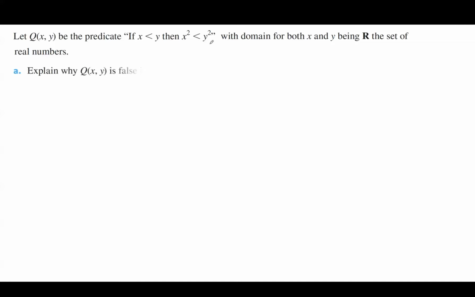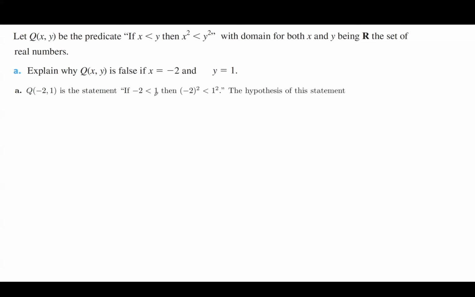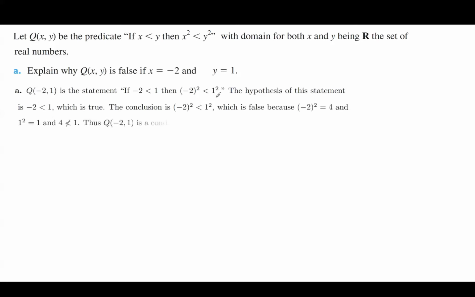Well, we can find a counterexample. Like what? If I plug in -2 and another number like 1, so -2 for x and 1 for y, this makes this statement to be a false statement. This is a counterexample because -2 is less than 1 for sure, but 4 is not less than 1. So you found a counterexample. And this counterexample for this conditional statement is not unique. You can find other counterexamples as well.